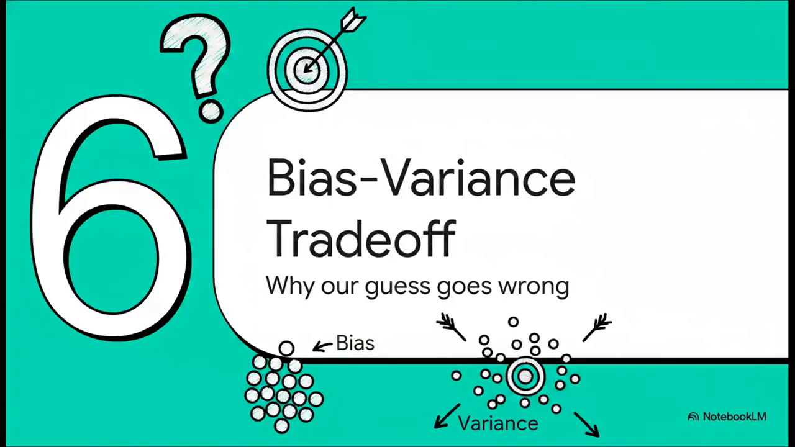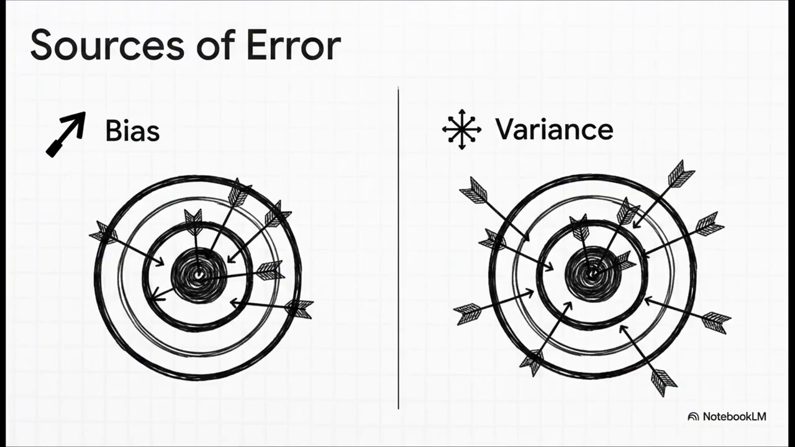So our estimator gives us a guess, but how good is that guess? Is it reliable? This question leads us straight to two fundamental ways our guess can be wrong, and they are almost always in a constant tug-of-war with each other. On one hand, you've got bias. Think of this like a scope on a rifle that's misaligned. Your shots might be really tightly clustered together, but they're consistently hitting off to the left of the target. A biased estimator is systematically wrong.